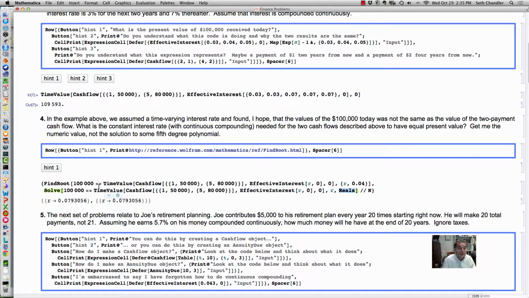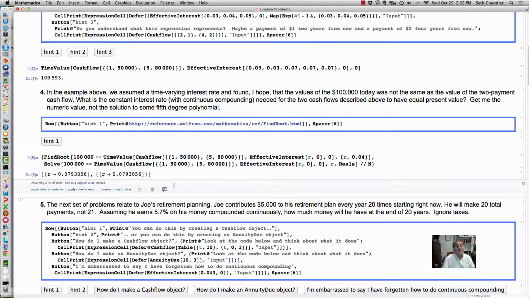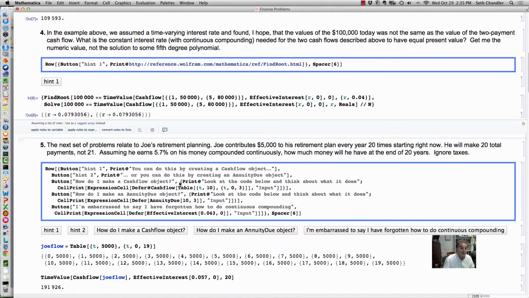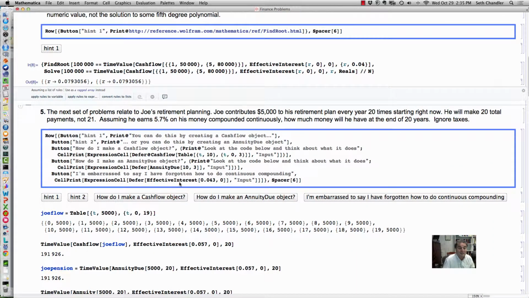That's how we do it. Otherwise, if we want to use find root, all we have to do is give it a guess, and I guessed 4%. So either way you do it, if you can earn 7.93% on your money, then these two flows are identical. Okay? All right, off to Joe and his issues.